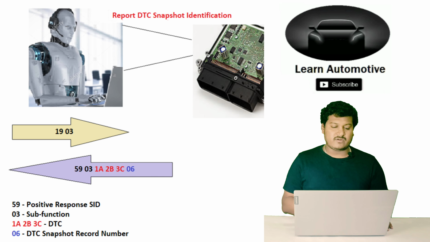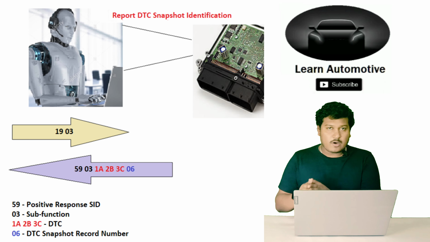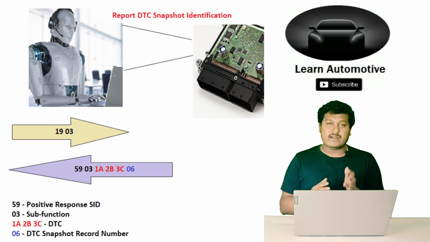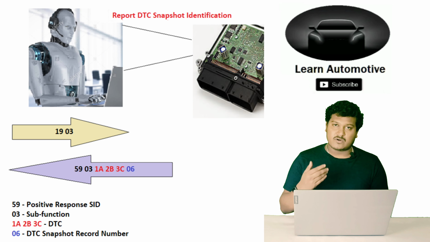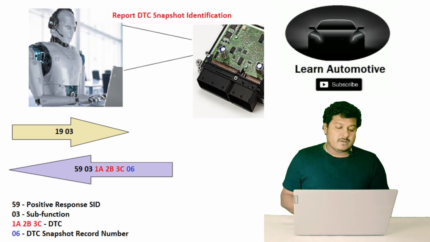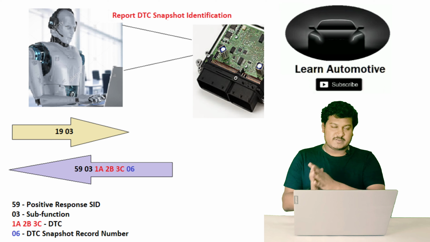You can consider these DTCs are not present in any organization, and no OEM is using these DTCs. This is completely an assumption as a generic scenario that we are going to see here. So 1A, 2B, 3C is a DTC, and 06 is the DTC snapshot record number. This is the response you will get for this.